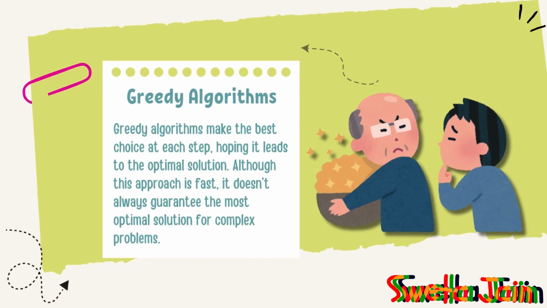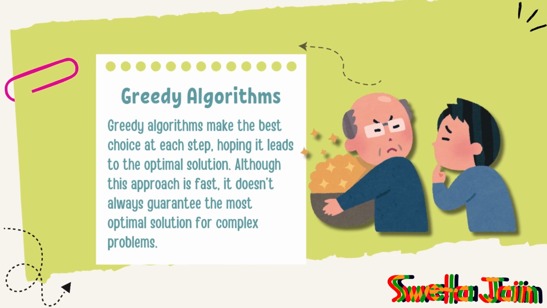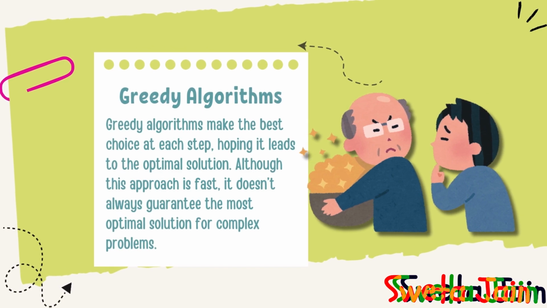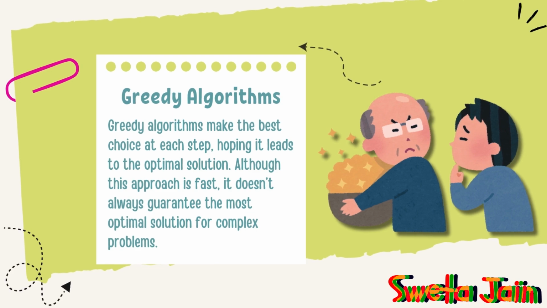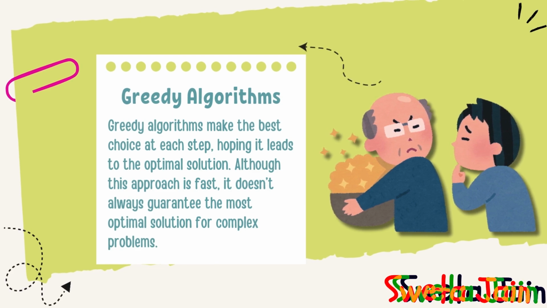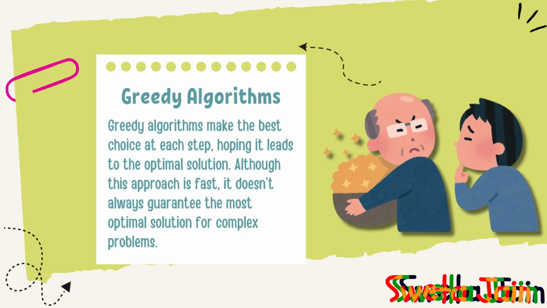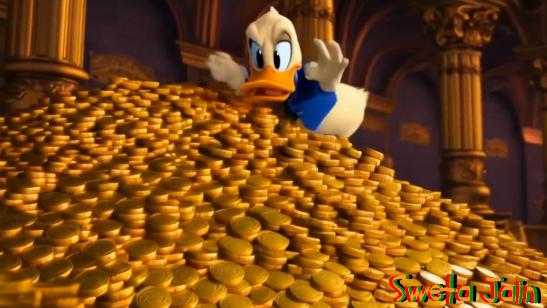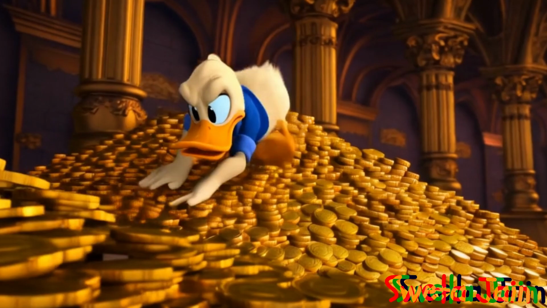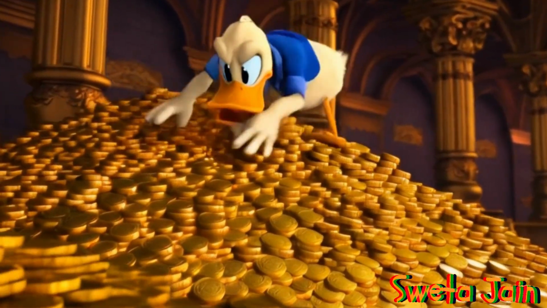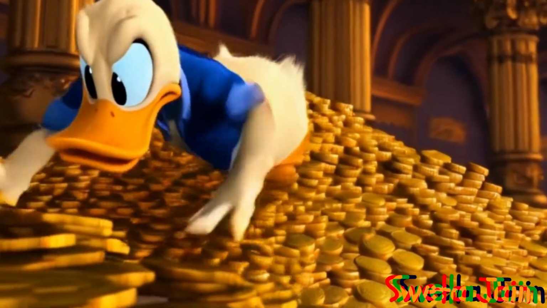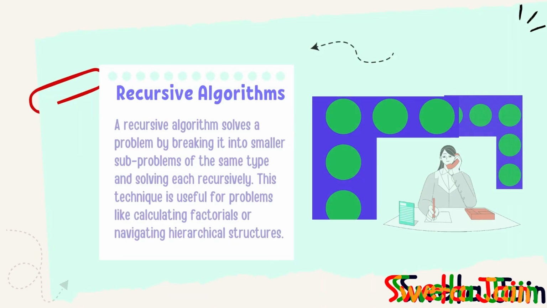Greedy algorithms. Greedy algorithms make the best choice at each step, hoping it leads to the optimal solution. Although this approach is fast, it doesn't always guarantee the most optimal solution for complex problems. Example: imagine Scrooge McDuck from DuckTales treasure hunting. He always grabs the biggest pile of gold coins he sees, thinking it's the best treasure, even if there's a better reward later.